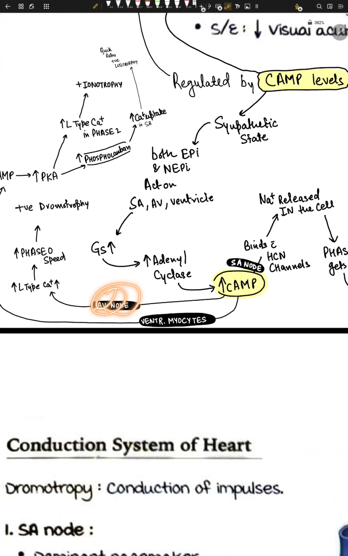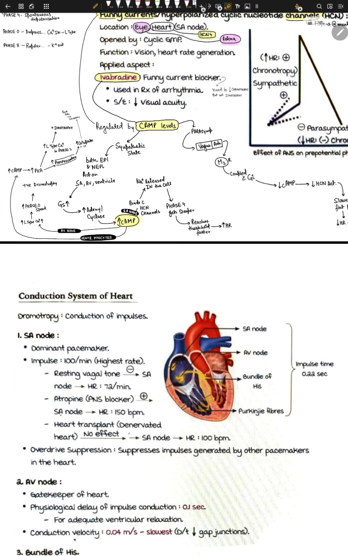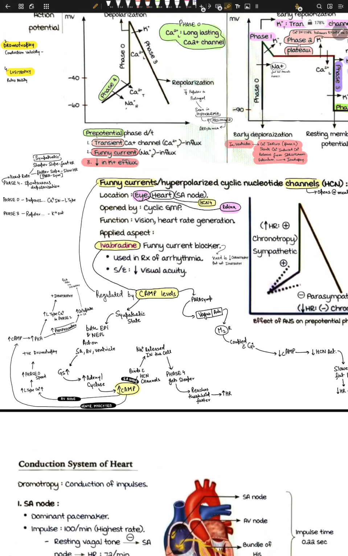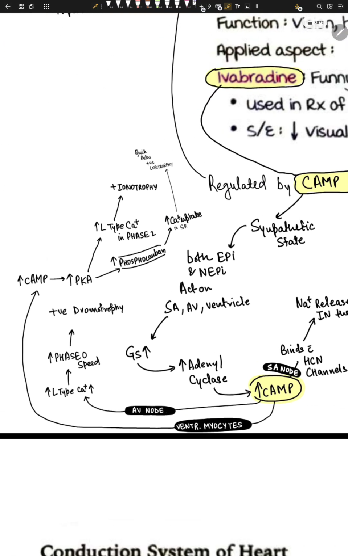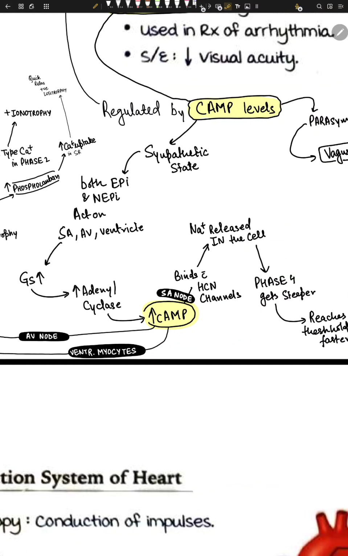So in the AV node, the sympathetic system will show positive dromotropy, more speed, right? The conduction time will be less, and fast conduction is going to happen. Okay, so the AV node is supposed to stop the current. It will stop the current for less time. Maybe it was stopping the current for 0.1 second. Now it will just stop the current for 0.05 seconds, or even less. Okay. What about the parasympathetic system?